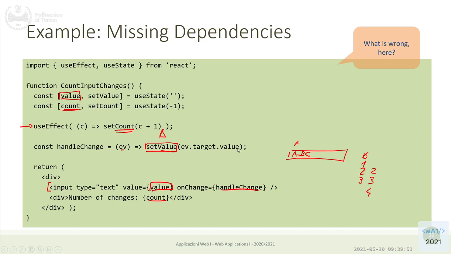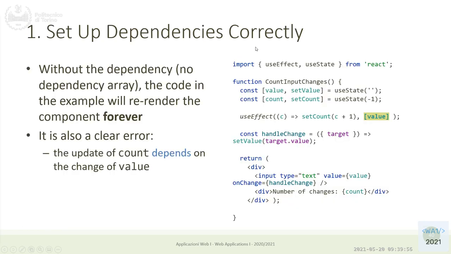To avoid this problem, we should always be sure that we are running the effect only when value changes and not when the state c changes. So we need to be explicit on the dependency list. This may look strange because we have a dependency on a value that we don't use here. We don't need the value inside the component. So why are we depending on that value? We are not really depending on that value. We are just saying that we don't want to depend on count.